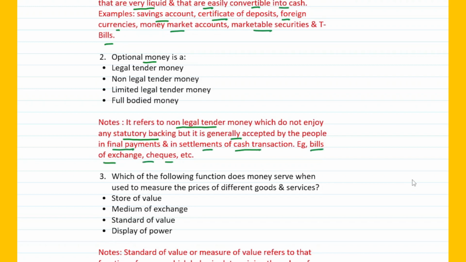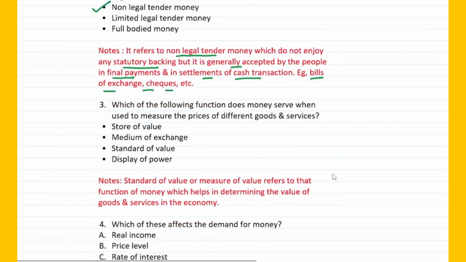They are not legal tender, as in you cannot give it in a shop and buy certain things, right? You need to put it in the bank, you got to encash it, and with the help of cash only you can get the transaction done. So legal tender, currency is basically a legal tender. Anything which acts in lieu of a currency, that is called a non-legal tender, right? So what would be the correct answer? Optional money is legal tender money, non-legal tender money, limited legal tender money, or full-bodied money. It will be non-legal tender money, right? Let's come on to the next question.